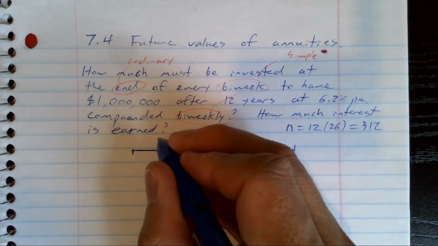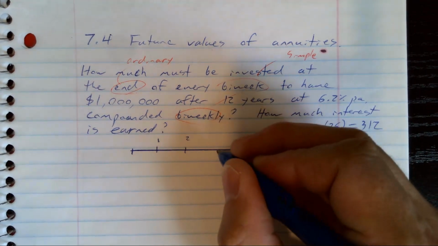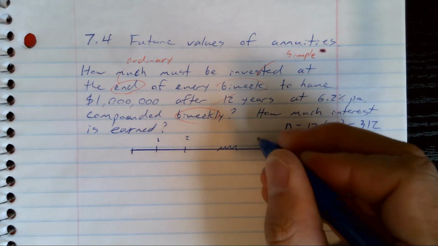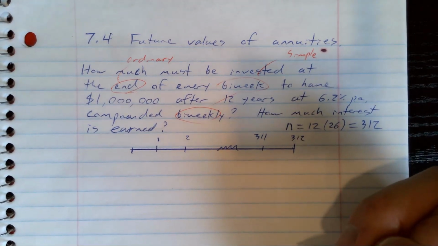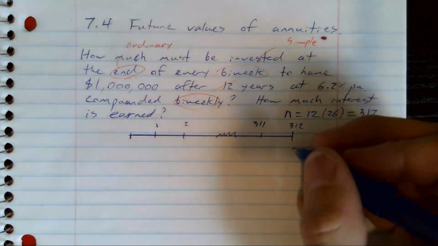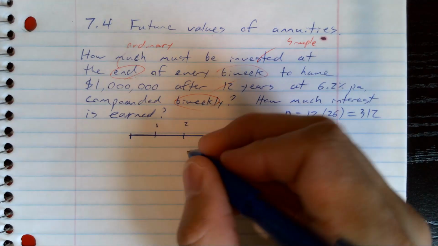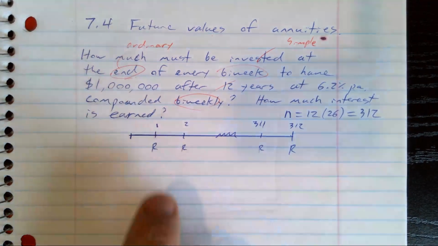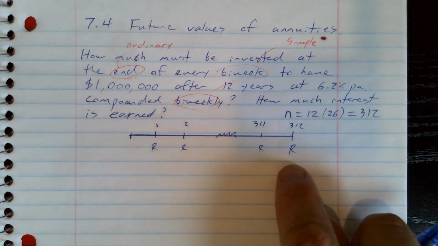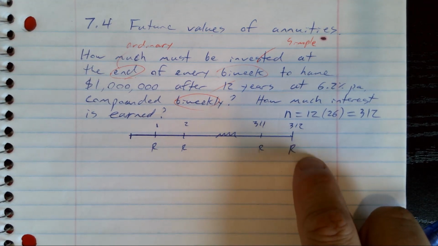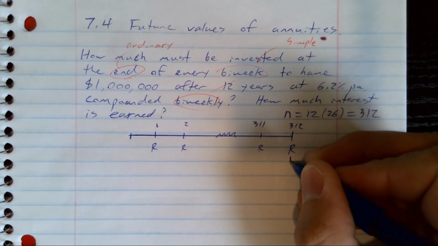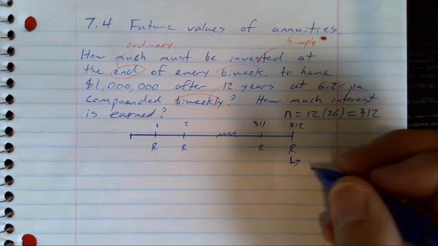So here is the end of the first bi-week, the end of the second bi-week. Time passes. Here is the end of the 312th bi-week. This will be the 311th bi-week. And the way that we deal with an annuity is just splitting it up into a bunch of lump sums. We're going to make a payment at the end of the first bi-week, a payment at the end of the second bi-week, and then for some reason we're making a payment at the end of the investment period that doesn't have a chance to grow. We're going to track these for future values because we want to have $1 million in the future.